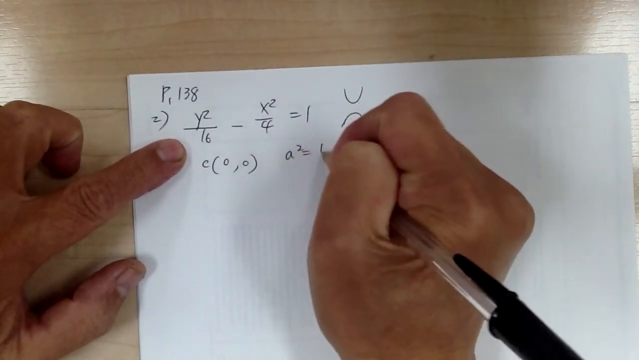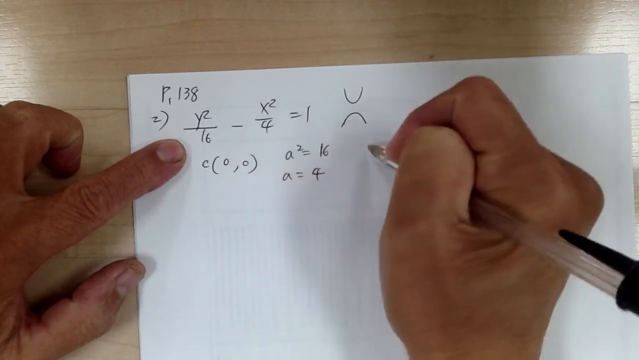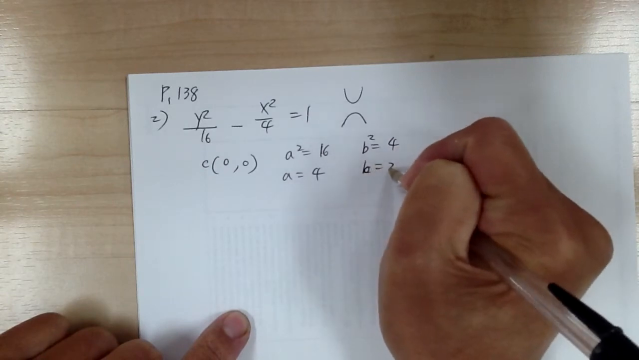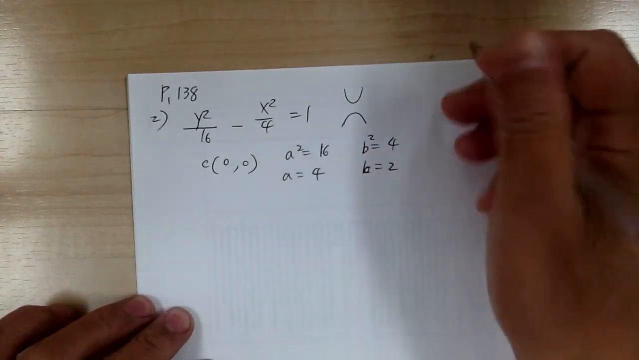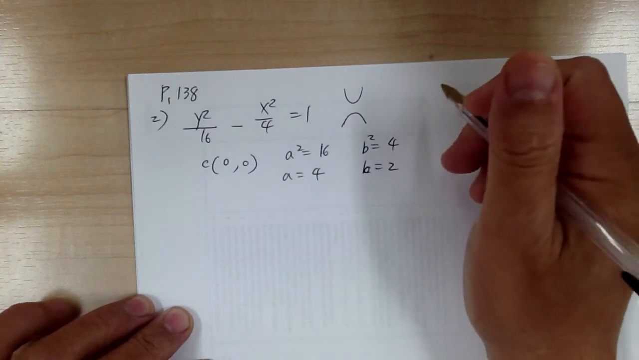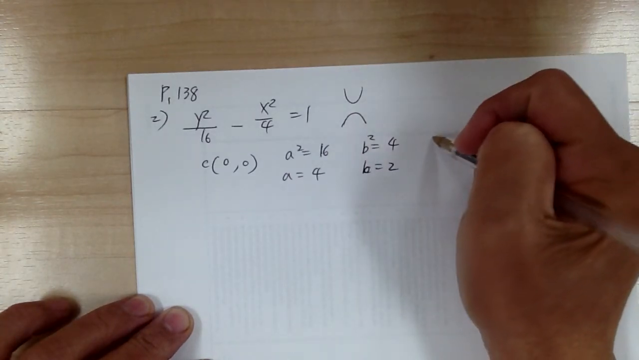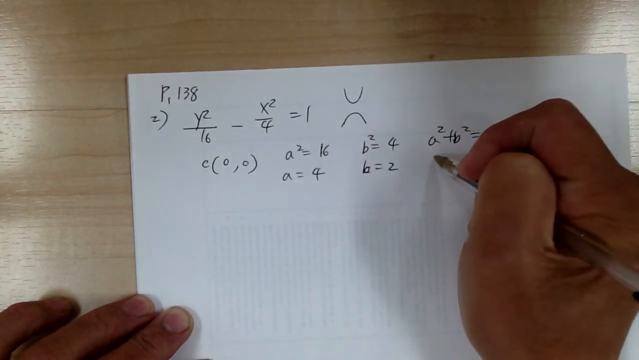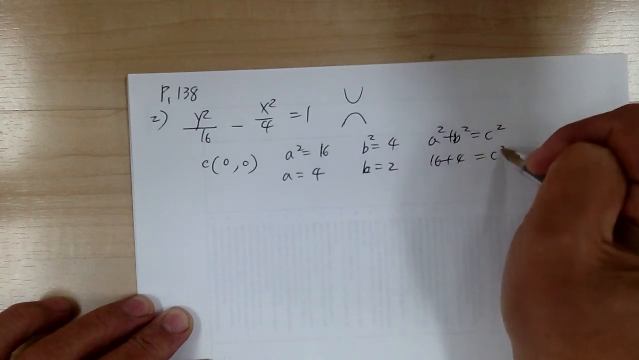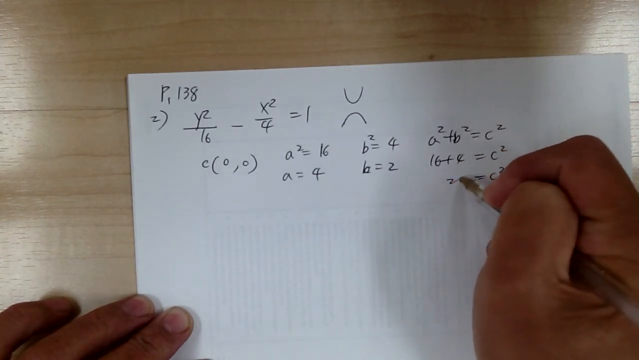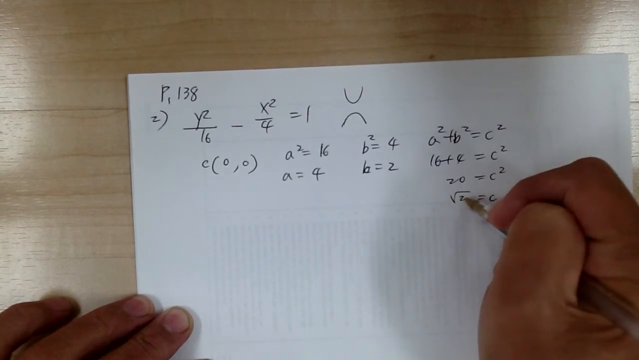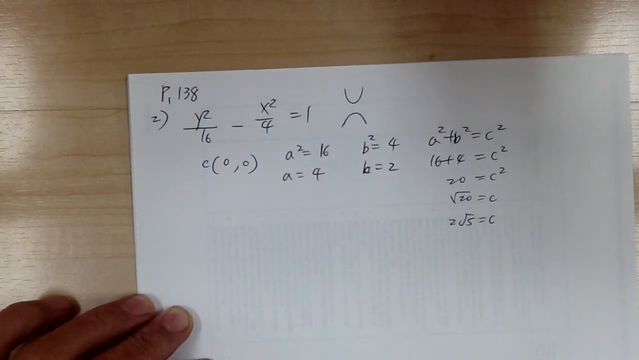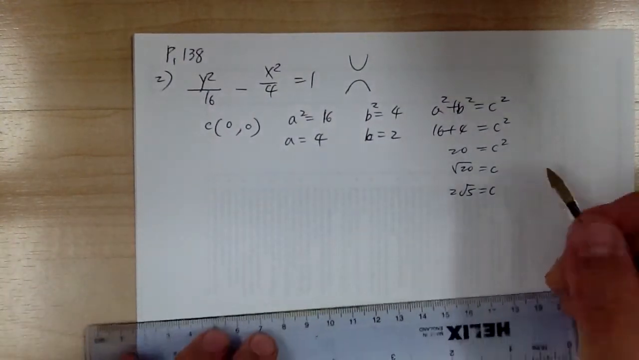Okay, and a squared equal to 16, so a equal to 4. b squared equal to 4, so b equal to 2. And you also need to find c. So for a hyperbola, it's a regular Pythagorean equation. So a squared plus b squared equal to c squared. So you got 16 plus 4 equal to c squared. c squared equal to 20. So c equal to square root of 20. So c equal to 2 square root of 5. Okay, so after you get all this information, let's go and sketch all these things.